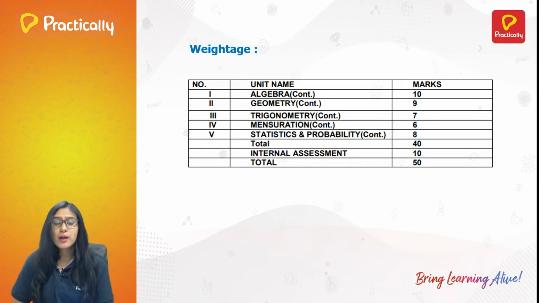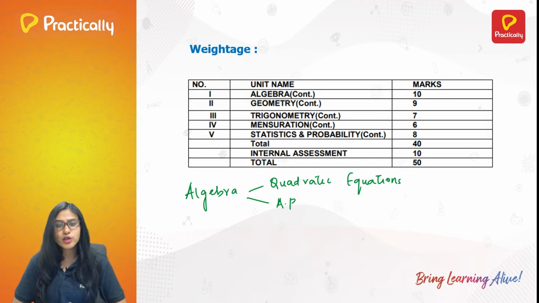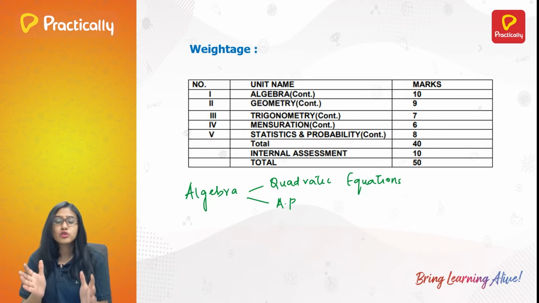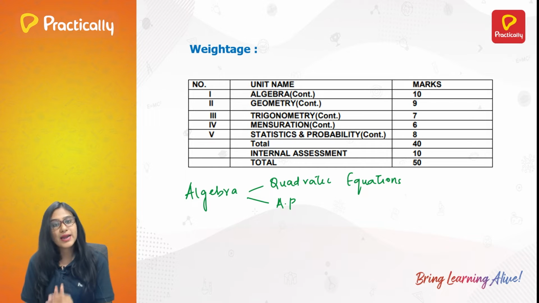First, weightage. By now, you all must be familiar with the weightage, right? So, it is algebra, geometry, trigonometry, mensuration, statistics and probability. These are the units. And in algebra, we have quadratic equations and arithmetic progressions. If you study both these chapters perfectly, if you study all the formulae and if you go through all the NCERT solved examples and exercise problems, you would be good to go and you can easily score 10 marks.